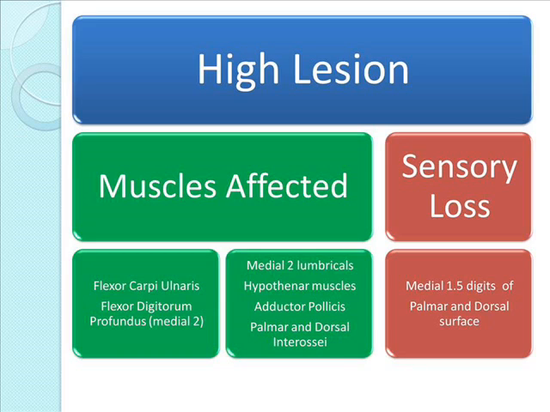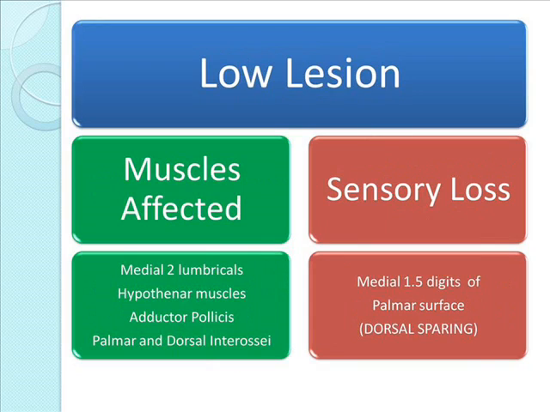In a high lesion, all the muscles supplied by the ulnar nerve will be affected. The palmar and dorsal sensation of the medial 1.5 digits will also be affected. In a low lesion, all the muscles supplied by the ulnar nerve except the flexor carpi ulnaris and flexor digitorum profundus medial 2 heads will be affected. The sensation will only be affected at the palmar medial 1.5 digits. The dorsal will be spared because the dorsal cutaneous nerve has exited before the nerve enters the wrist.